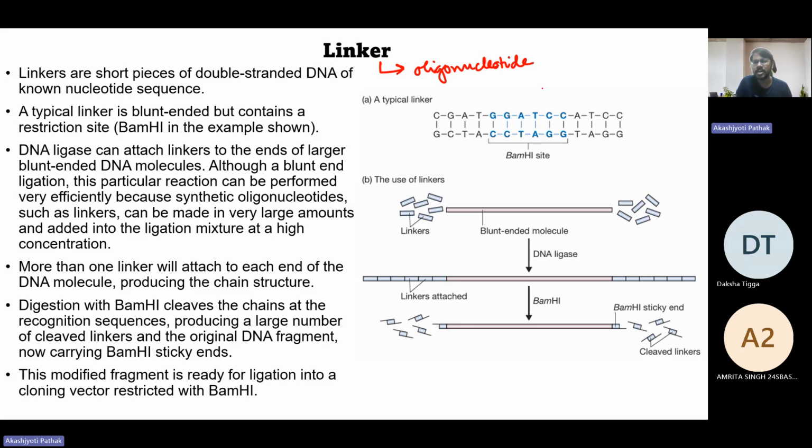Now, these things are not done nowadays in the lab. In the lab, the linker and adapter are not used frequently. Rather, as I was explaining previously, you design a forward primer and reverse primer having your recognition sequence, then you amplify your gene of interest, and then you digest your amplified product with your restriction enzyme. That is followed in the laboratory, but in some cases you can use a linker as well. Okay. So what is it? It is an oligonucleotide which will have your recognition sequence.